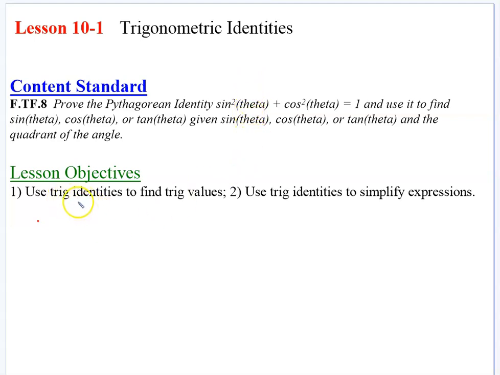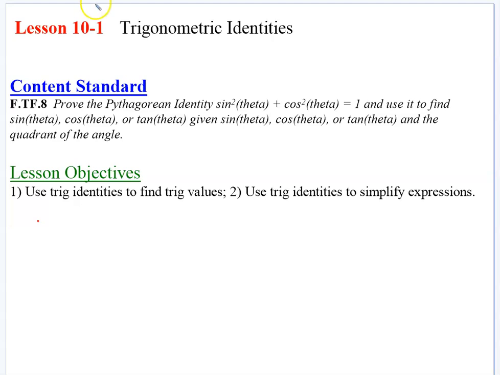As you can see, we're going to be using these identities to find trig values, and sometimes these trig values are going to be involved. They're going to have to be broken down from more complex trig expressions. And so these identities are going to be helpful to take more complicated expressions and break them down into simple trig values. So that's the overall objectives for today.